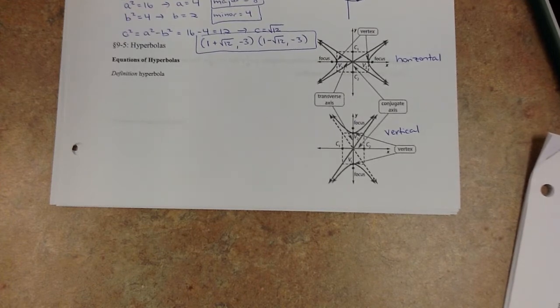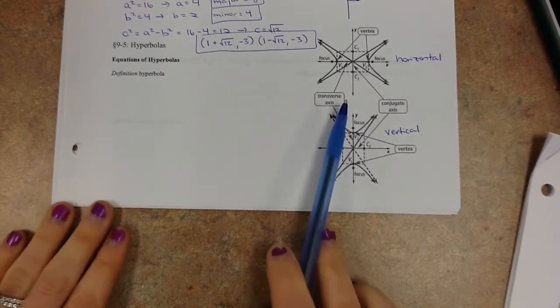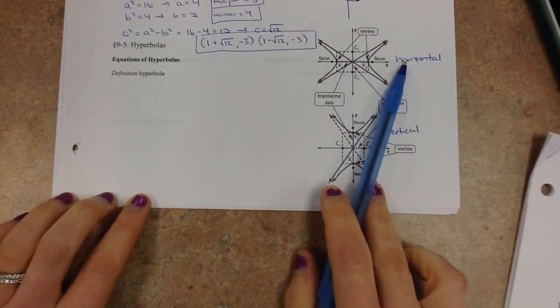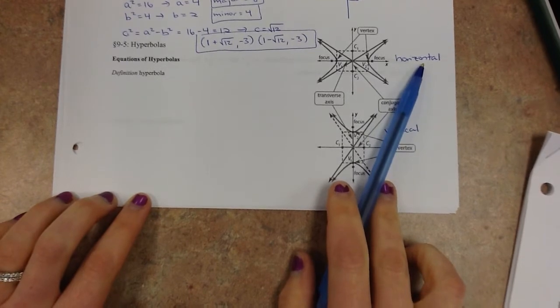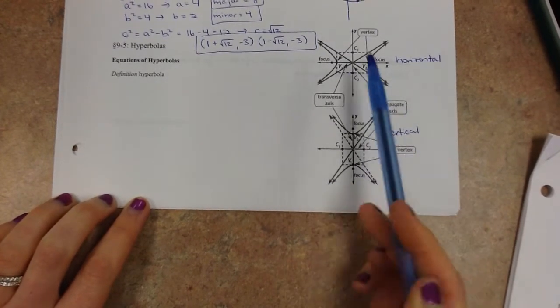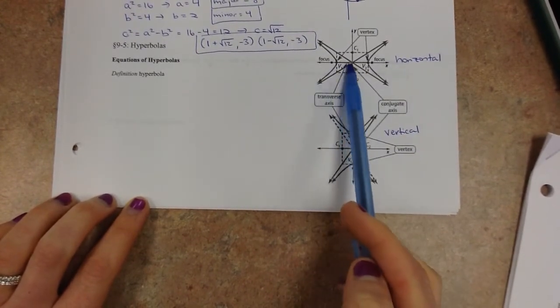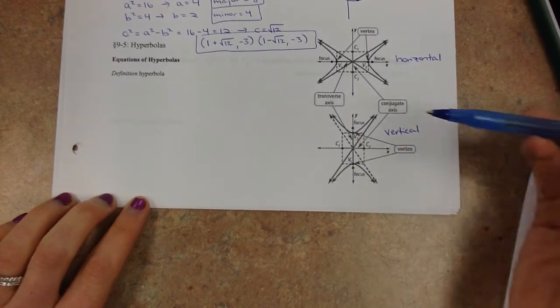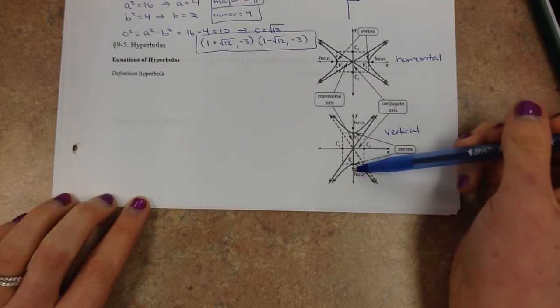So what the transverse axis is, the transverse means like laying along something. So you might talk about a bar being like a transverse bar on a bridge or something like that. So transverse means that it lies along the axis that the hyperbola corresponds with. So the hyperbola is horizontal, so the transverse axis is the horizontal one. And since this is a vertical hyperbola, the transverse axis is the vertical one.